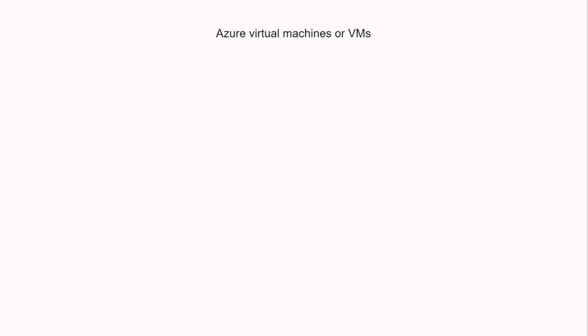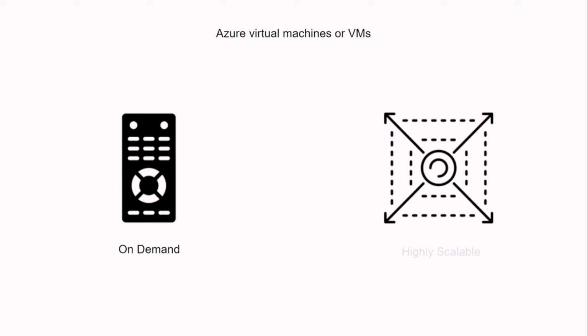Azure Virtual Machines, or VMs, are one of the many computing resources that Azure offers. They are on-demand and highly scalable. The purpose of using them is when you need more control over the computing environment than other Azure offerings. Azure Virtual Machines give you the flexibility of virtualization without the need of buying and maintaining the physical hardware.